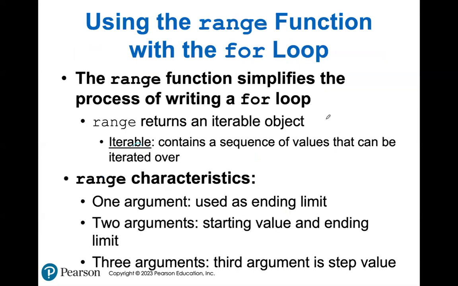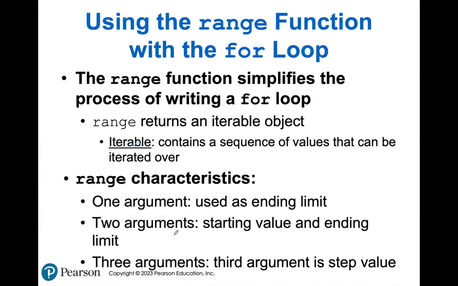So range is going to return an iterable object, and what that means is it's going to return to you a sequence of numbers or a sequence of values that you can iterate through. So you can go through them each one by one. And range has some certain characteristics to it. If you use range with just one argument, and I'll show you an example of it in a little bit, that is just used as an ending limit. So you're just specifying that you want to go from 0 to whatever that ending limit is.